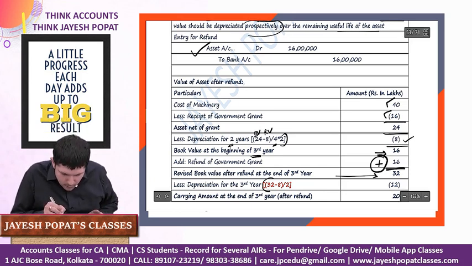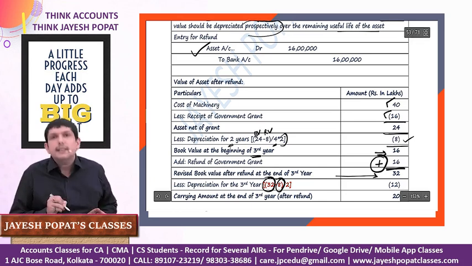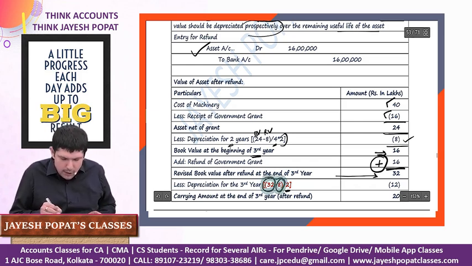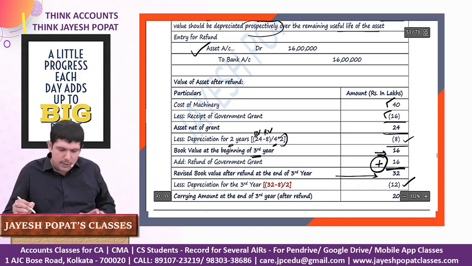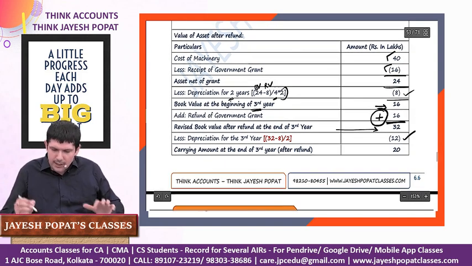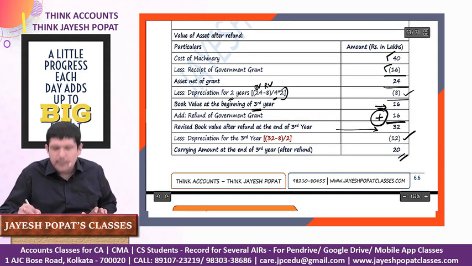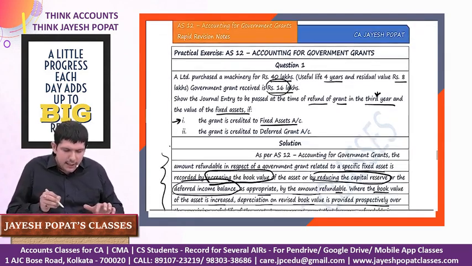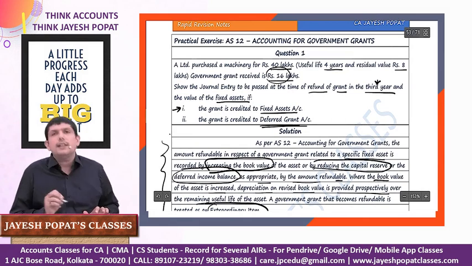So depreciation will be 32 lakh, which is the book value, minus 8 lakh rupees, which is the residual value, divided by 2, which is the remaining useful life. So 12 lakh will be the amount of depreciation, and the carrying amount of the asset will be 20 lakh in the first case. Now the second case says that the grant is credited to deferred grant account, right?